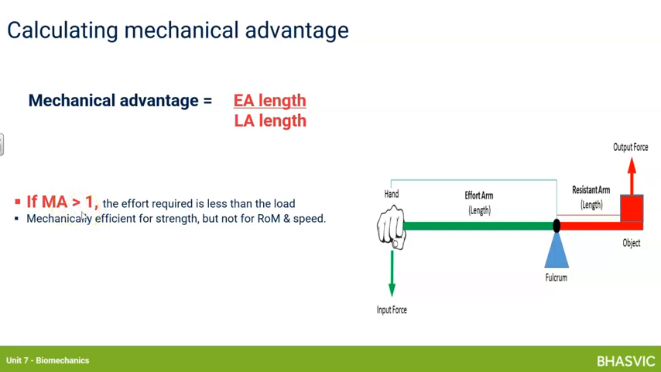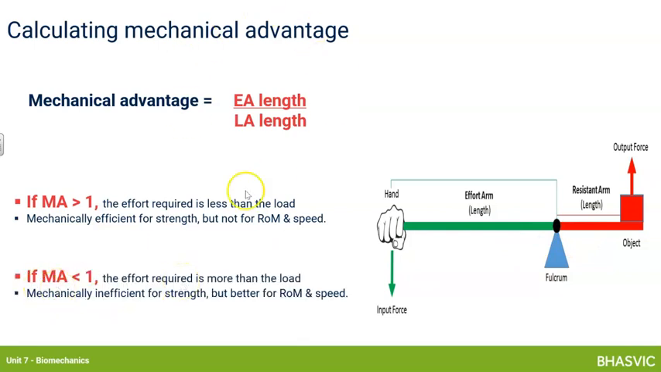The implication of that is we actually need less effort to move the load, to deal with the resistance, and that makes it mechanically advantageous for strength. It's not great for range of movement. We've got to move a lot further to get range of movement. But if the value is above 1, then proportionally we don't need as much effort or force generated by our muscles to respond to the resistance.